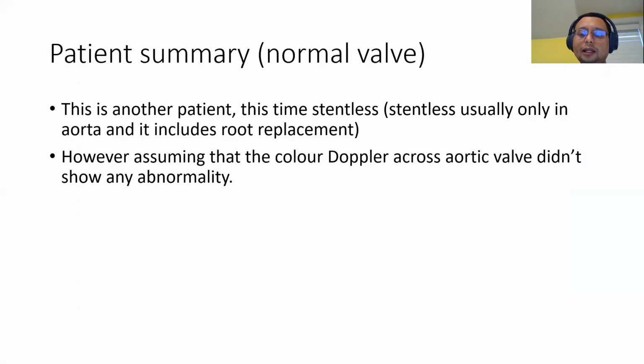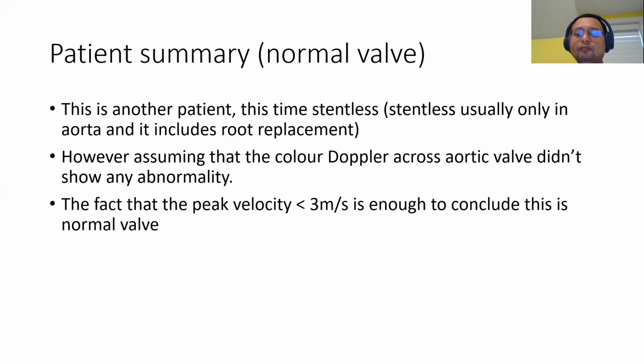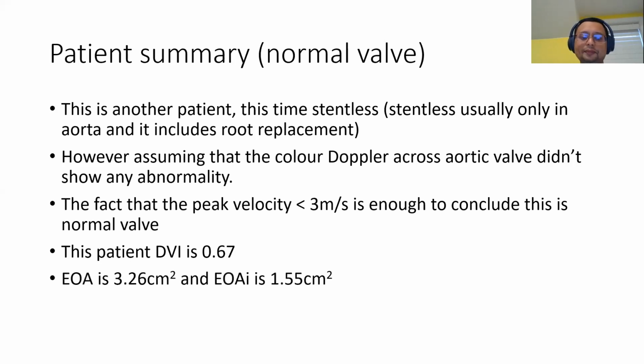However, assuming that the color Doppler across the aortic valve didn't show any abnormalities, the fact that the peak velocity is less than 3 meters per second is enough to conclude that this is a normal valve. This patient's dimensionless index is 0.67. So this is a normal valve again. The EOA is 3.26. The index is 1.55.